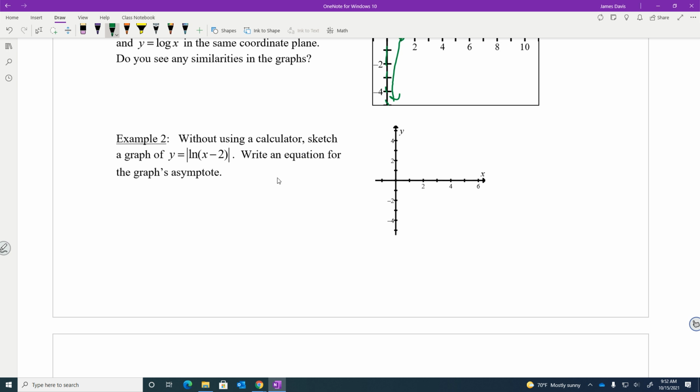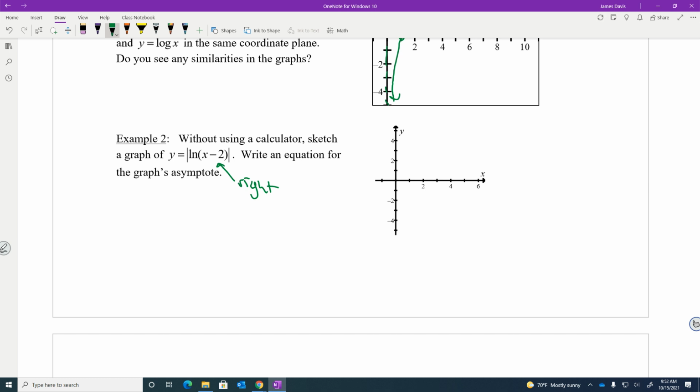If you had to sketch the natural log of x minus 2, you guys remember what this x minus 2 does to it when we learned transformations? What does it do if you have a minus 2 inside? Yeah, it moves to the right 2. So remember, inside is left and right, and it's the opposite, and then outside is up and down. So this would be right 2.